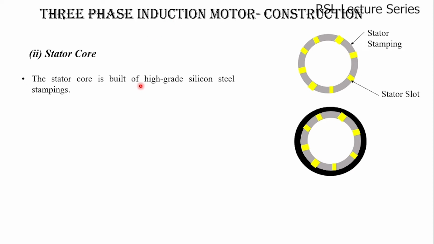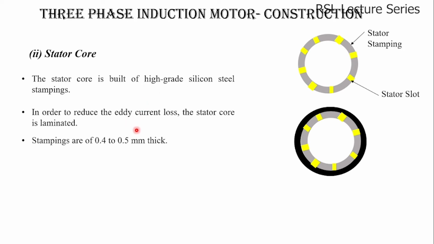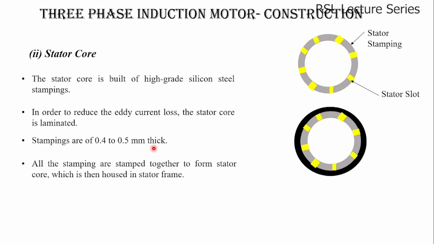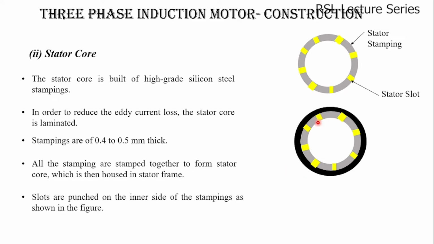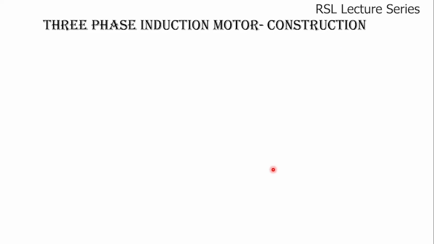The stator core is built up of high grade silicon steel stampings, and in order to reduce the eddy current losses, the stator core is laminated, with stampings of 0.4 to 0.5 mm thickness. All the stampings are stamped together, as I said earlier, to form a cylindrical structure, and then it is housed in the stator frame. Again, the slots are punched inside the stampings in order to house the windings.